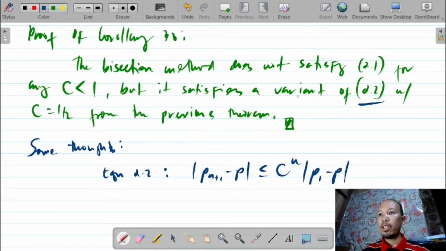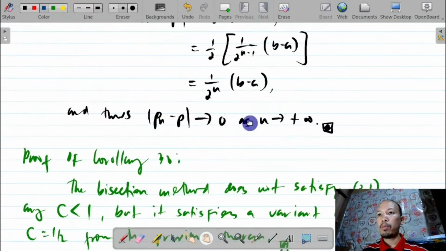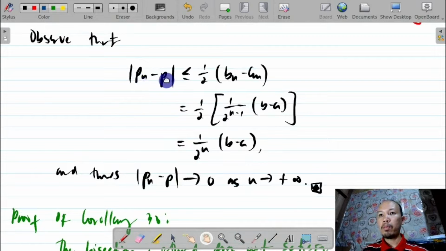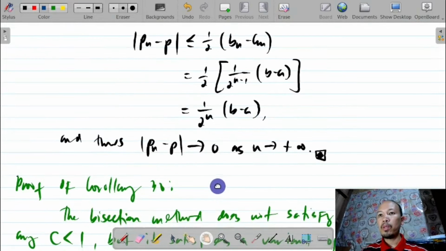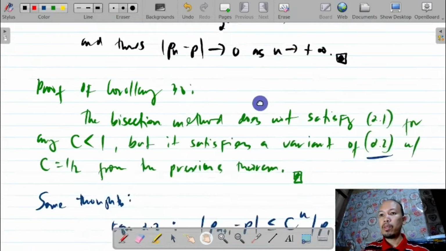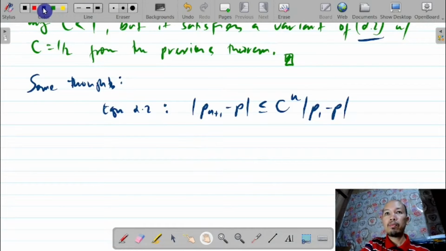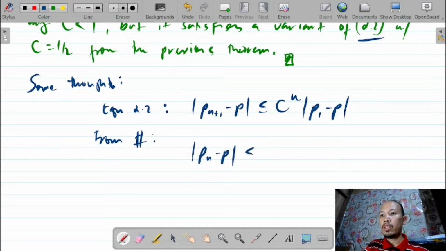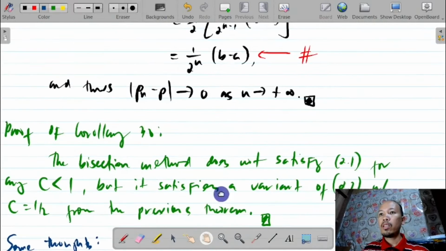It says here that the bisection method satisfies the variant of 2.2, this one here, with c equal to 1/2 from the previous theorem. So if we refer to our previous theorem, we know that the absolute value of p sub n minus p is less than or equal to 1 over 2 to the n times b minus a. Okay, this one here. So we will use this result, and we will refer to it as, let's say, sharp. So from sharp, we have the absolute value of p sub n minus p less than or equal to 1 over 2 to the n times b minus a.